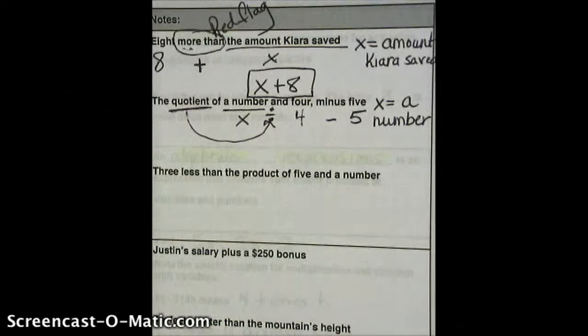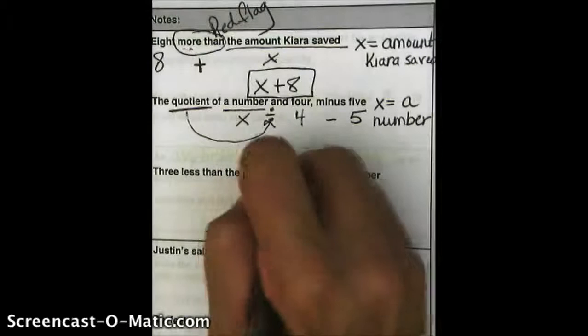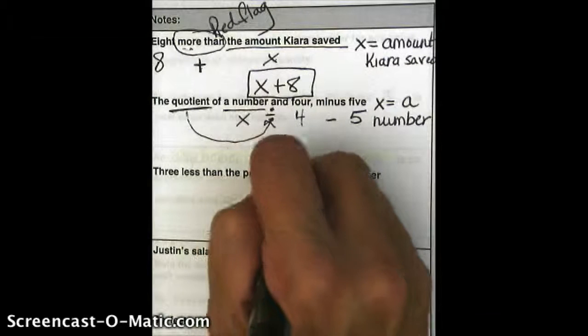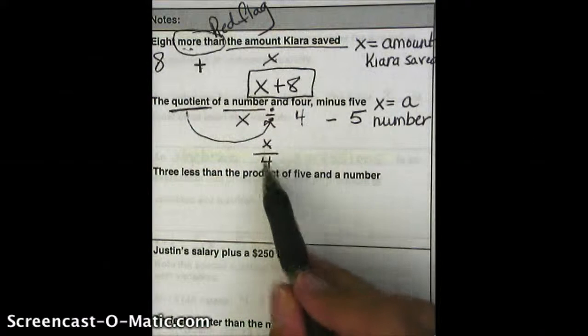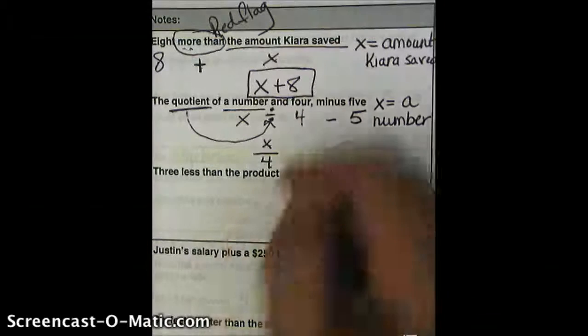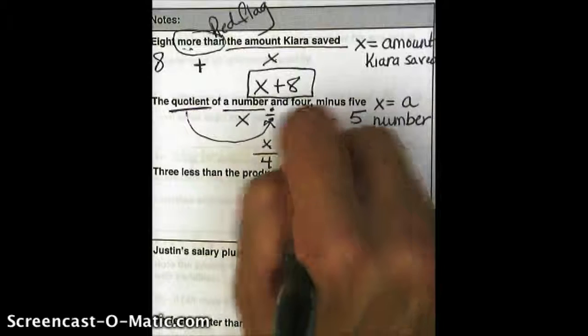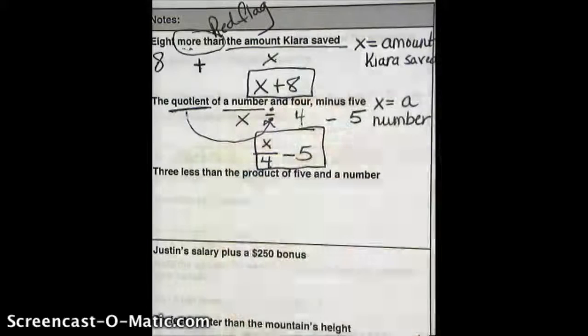But in pre-algebra, we don't use the division symbol. We use the fraction way of showing division like I showed you on page 1 of your notes. So we're going to put x in the numerator, fraction bar, 4 in the denominator, and the first number is always in the numerator, second one is always in the denominator, and then minus 5. And there's your answer.